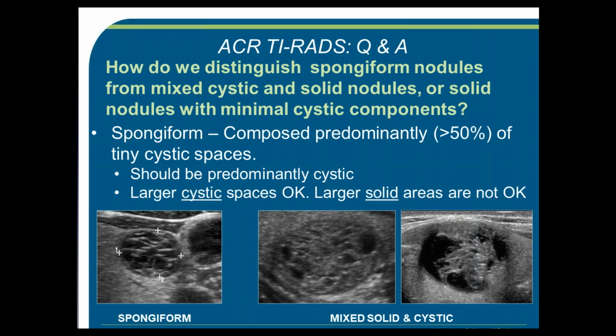So these are two mixed solid and cystic nodules. Note that this nodule is relatively similar to the spongiform nodule. It has a lot of small cystic spaces in it, but there's just a considerably larger amount of solid material. So this would be better classified as mixed solid and cystic. Same thing for this nodule on the right. There's a lot of cystic spaces and multiple scattered little cystic components, but there's just too much solid material here to call it spongiform.